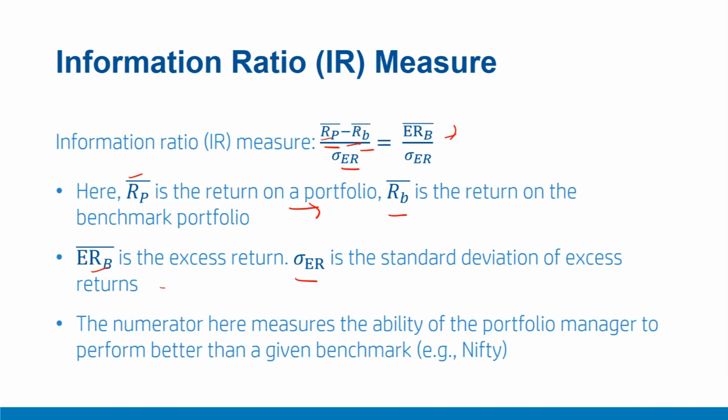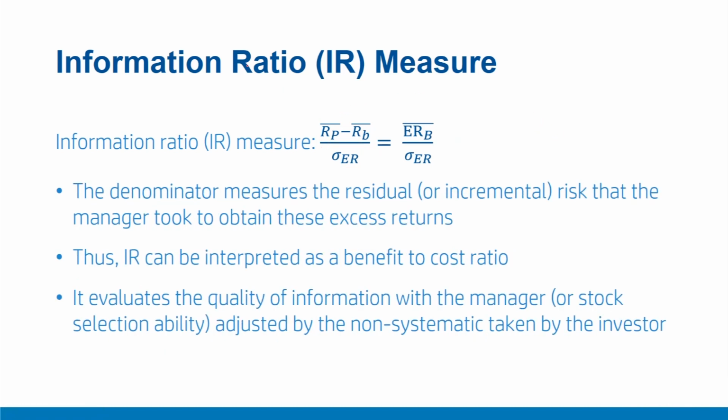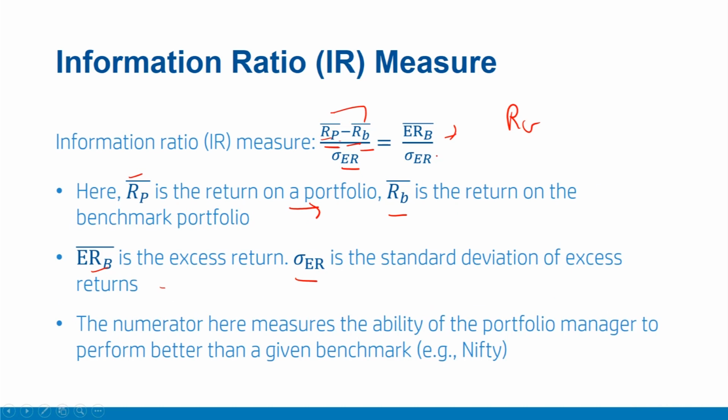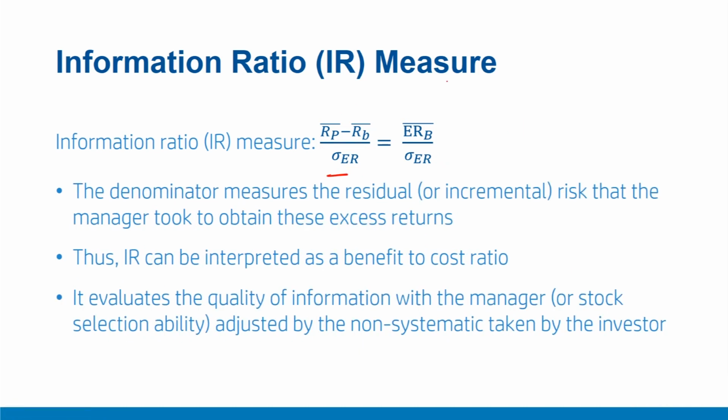The numerator here, this RP bar minus RB bar, measures the ability of this portfolio manager to perform better than a given benchmark. Benchmark portfolio can be a market portfolio like Nifty 50 or any other such portfolio of interest, which is taken as benchmark. The denominator part, sigma ER, measures a sort of residual or incremental risk, because it is the standard deviation of the difference between the returns on portfolio versus benchmark return, which is RP bar minus RB bar, the standard deviation of those excess returns. So it represents the excess risk that manager took to obtain these excess returns.